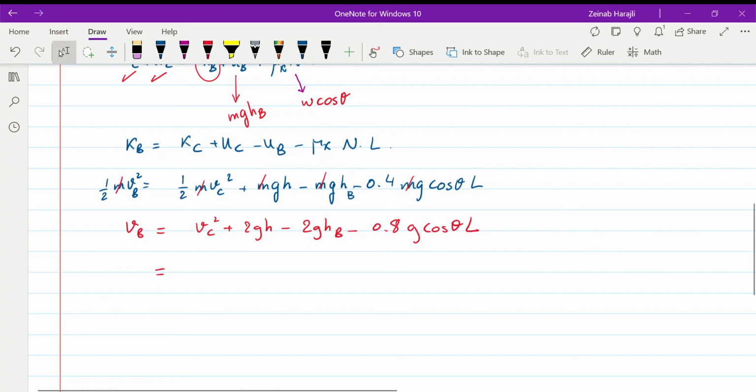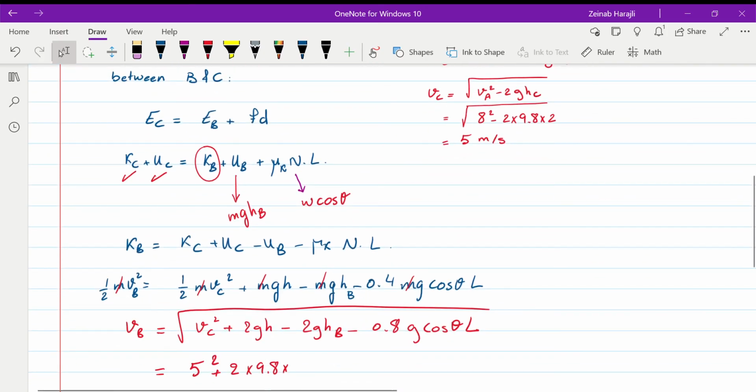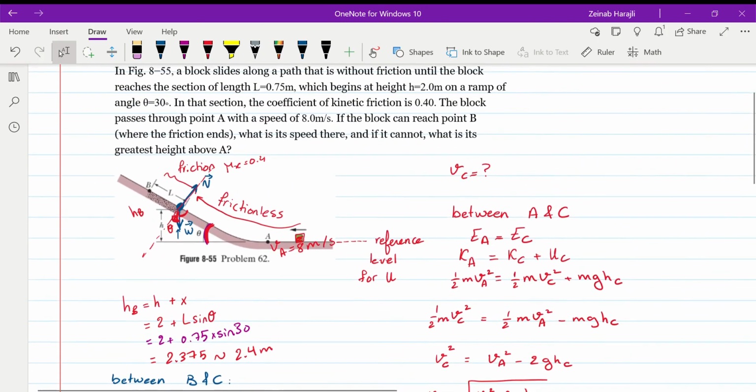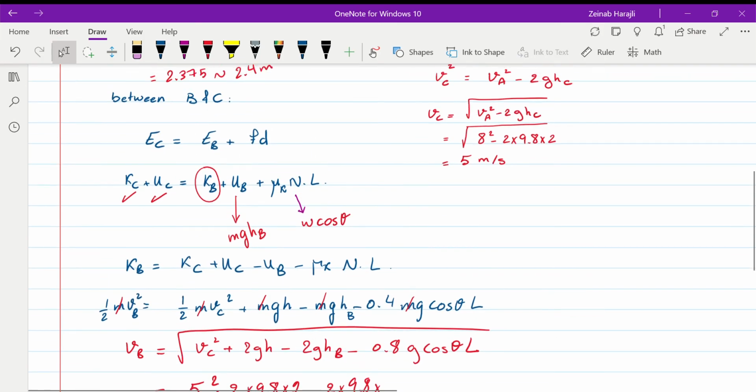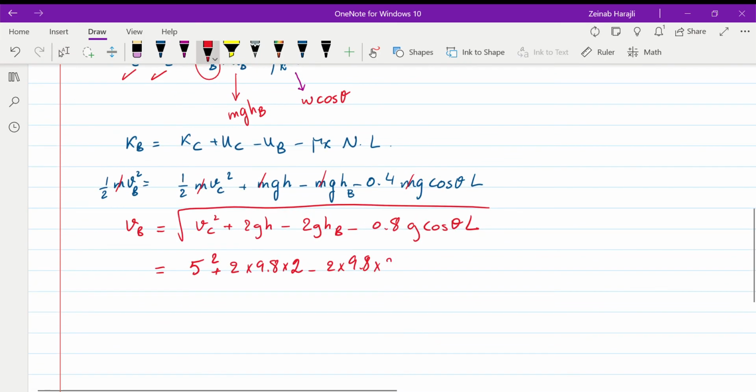The speed at C, we found it to be 5 meters per second. Of course, there's a radical here. Times 2 times 9.8 times the height. So we look for the value of the height, which was 2 meters. It's given to us, so we just substitute it. Minus 2 times 9.8 times the height at B, which we found to be 2.4 meters. Minus 0.8 times 9.8 cosine 30 times 0.75 with a radical here.